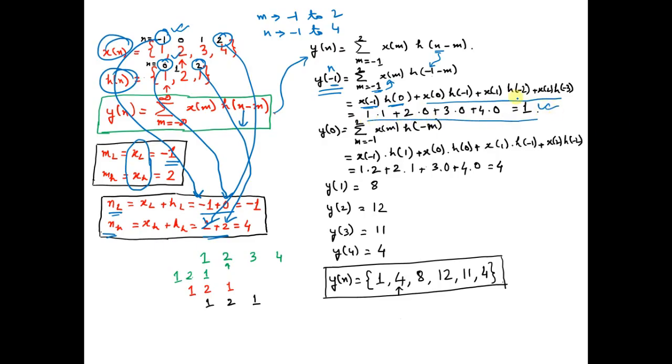Okay. Similarly for y of 0, n is 0, so we get h of -m. Again you open this up, then similarly you go for y1, y2, y3, y4, and you get these values.